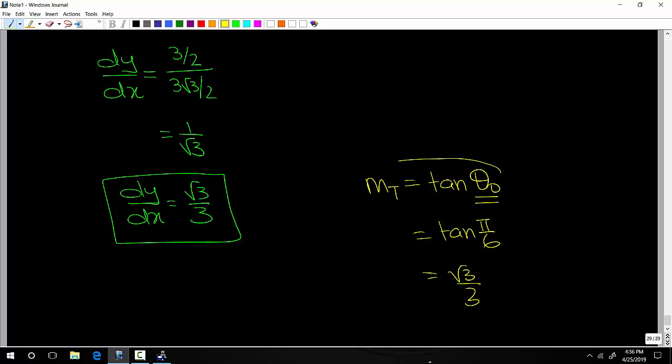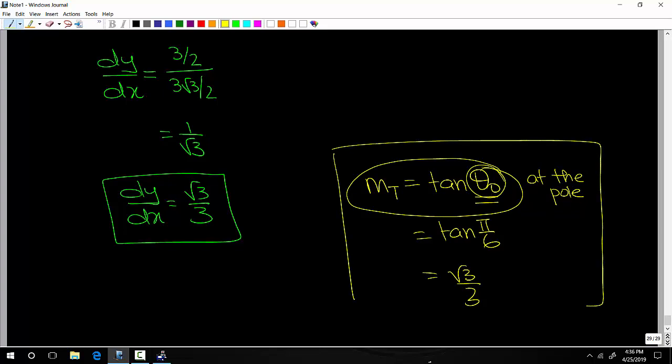So this only works at the pole. At the pole, the slope of the tangent line is just the tangent of the angle for which it goes to the pole. So that's really fast, so you can always do this if you're trying to find the slope of the tangent line at the pole. Okay?